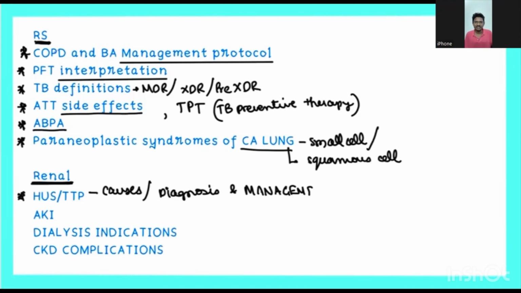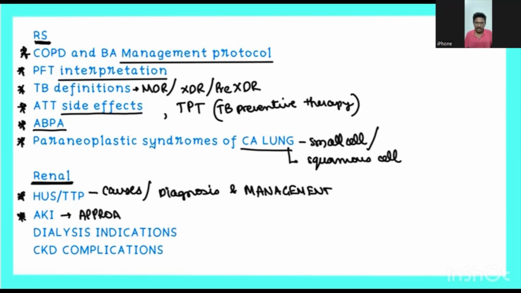Next, this is for RS. And for renal, the first thing you should know is HUS and TTP, hemolytic uremic syndrome as well as thrombotic thrombocytopenic purpura. What is the pentad of features and what are the causes, the typical HUS, atypical HUS, and how to diagnose and treat.